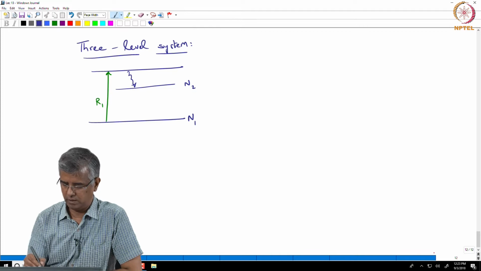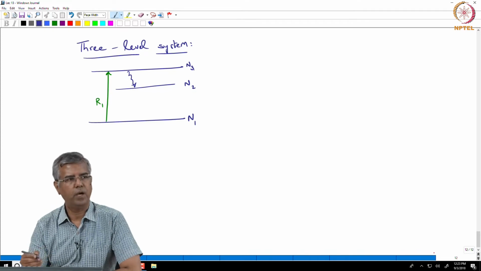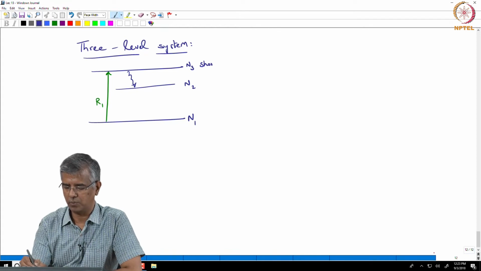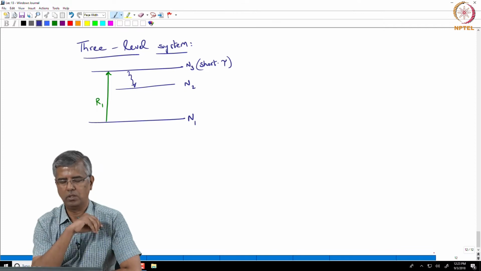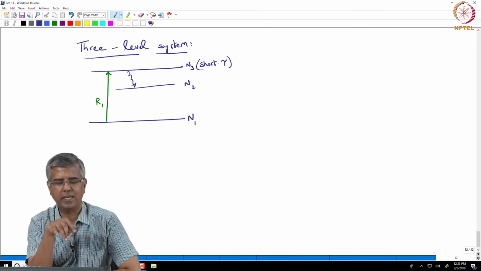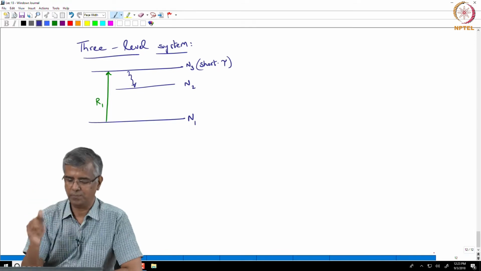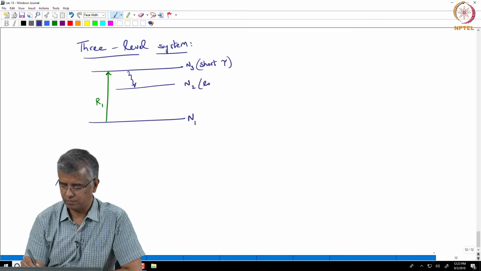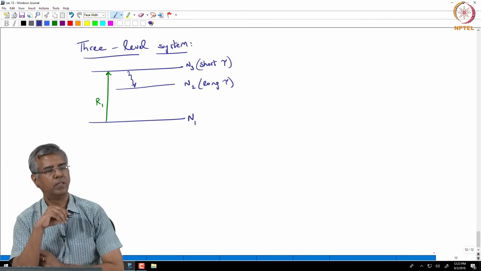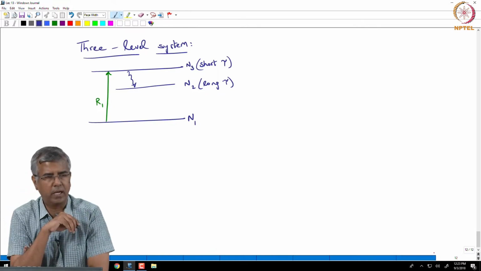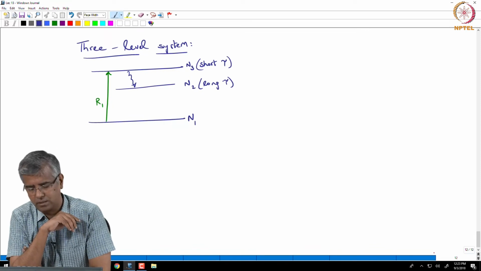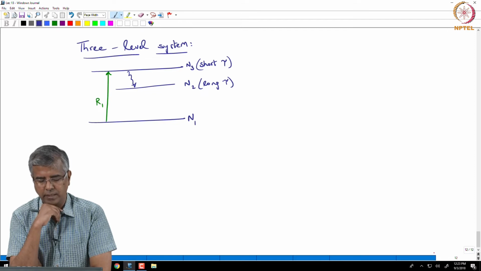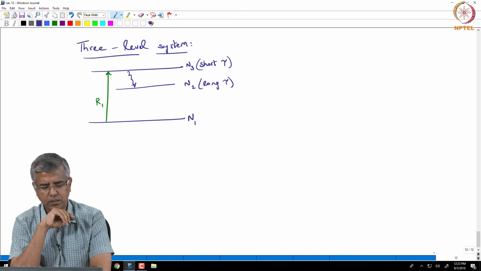Suppose this is N1, this is N2 and this is N3. If you have a condition that N3 corresponds to a very short lifetime. This is the case of erbium also, right. So, erbium, you have this N2 level which has a long lifetime. N2 for erbium in silica could be in the order of 10 milliseconds, whereas N3, the energy level corresponding to that, is actually in the order of a fraction of a millisecond. Okay, so it's in the order of 100 microseconds.